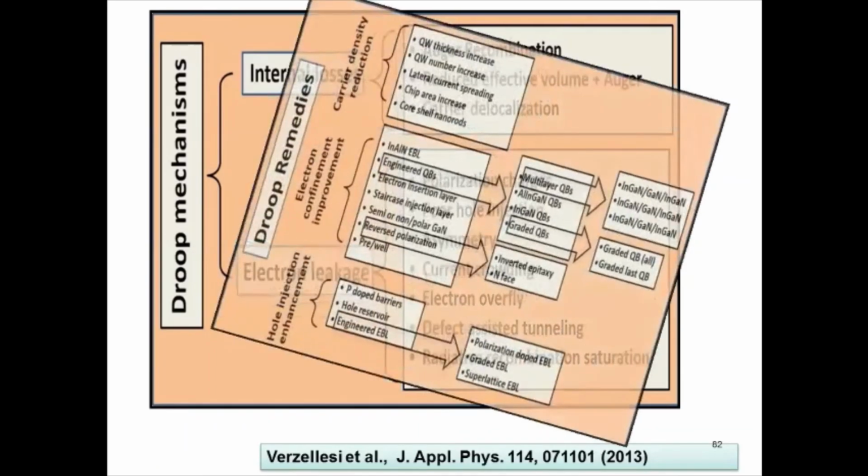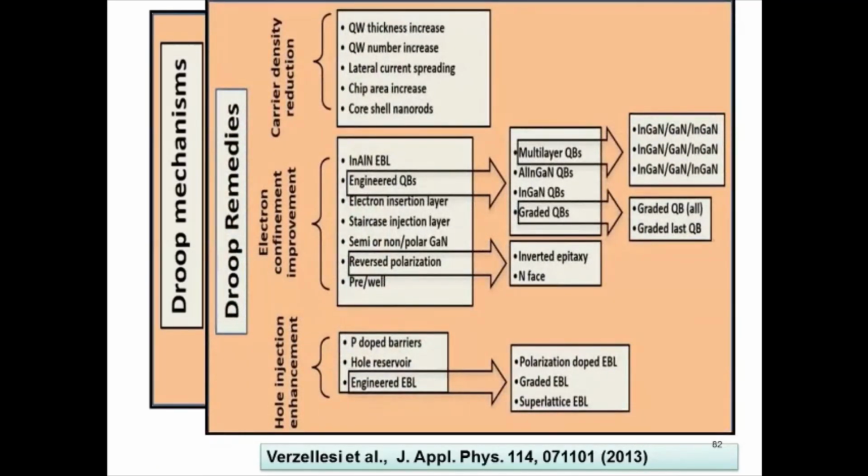Okay. So how to overcome this droop problem? It can be through hole injection enhancement, electron confinement improvement, or carrier density reduction. If you think in terms of carrier density reduction, you have to increase the quantum well thickness, increase the number of quantum wells, then the spreading of the electric current and chip area can be increased. Then core-shell nanorods can be used.